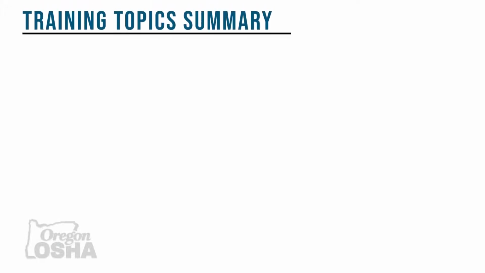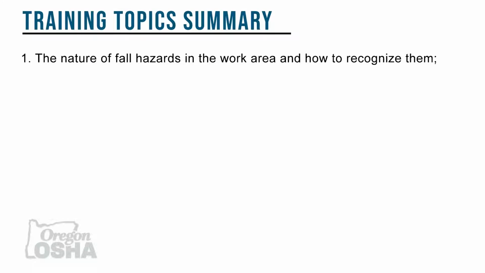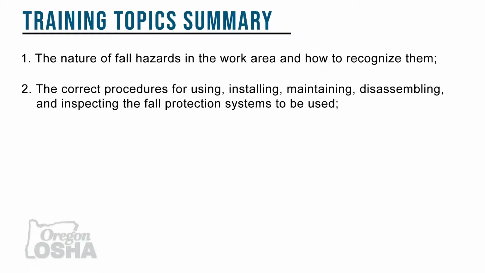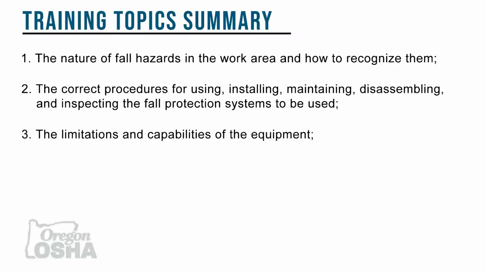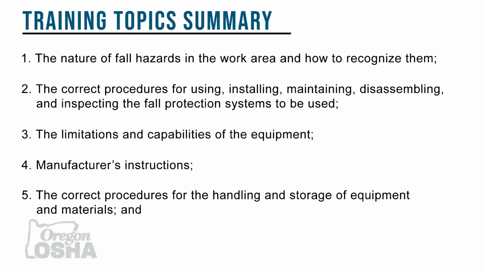using fall protection equipment. Let's take a moment to summarize the topics to cover in your fall protection training. So your training must include the nature of fall hazards in the work area and how to recognize them, the correct procedures for using, installing, maintaining, disassembling, and inspecting the fall protection systems being used, the limitations and capabilities of the equipment being used, manufacturer's instructions and the importance of following them, the correct procedures for the handling and storage of equipment and materials, and finally, the employee's role in the employer's fall protection work plan.